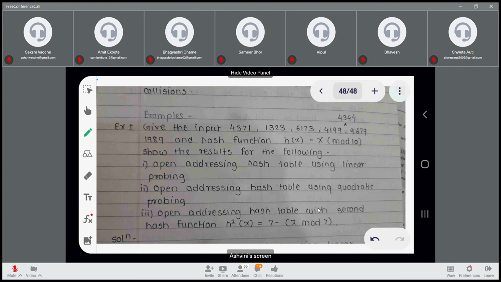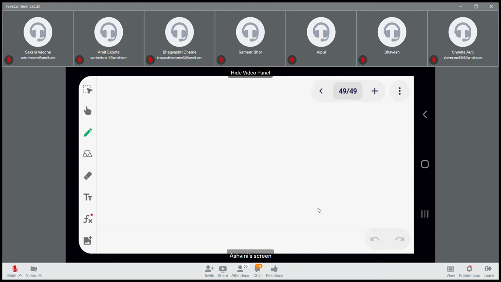So let's solve every bit one by one. Your first statement is some numbers are given and you have to write the hash table using open addressing hash table using the linear probing. Okay. So the first technique we are going to use is linear probing.